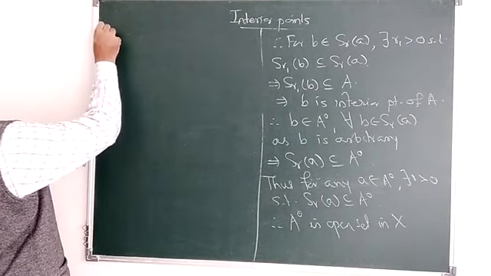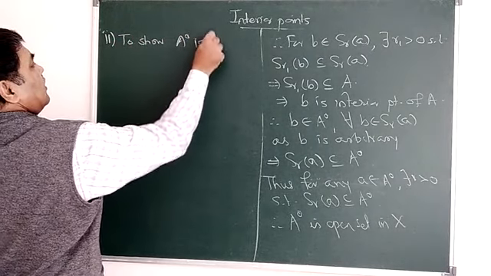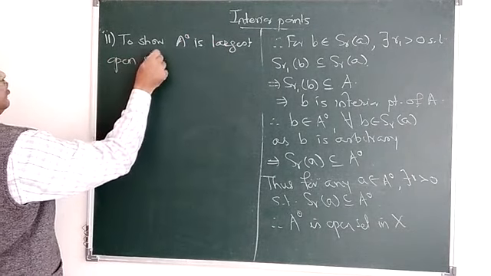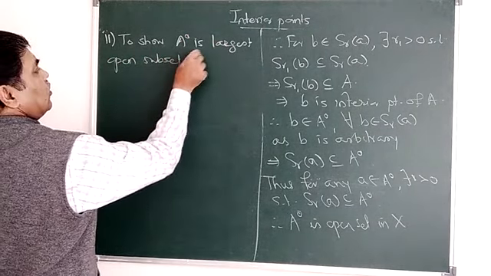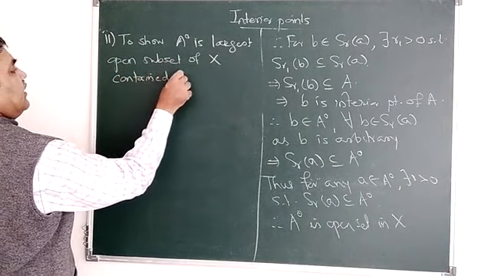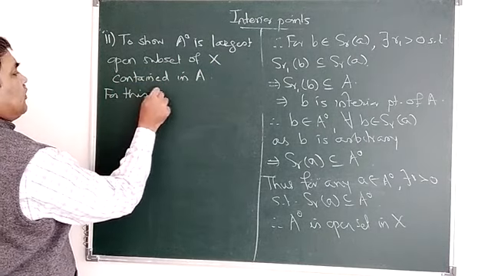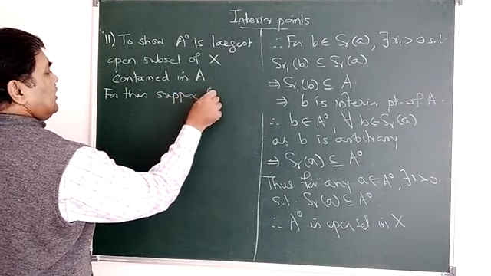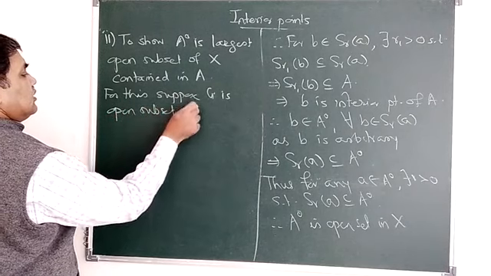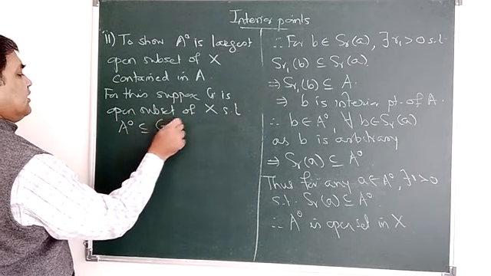What is our second aim? To show A interior is the largest open subset of X contained in A. For this, suppose G is an open subset of X such that A interior is contained in G, which is contained in A.